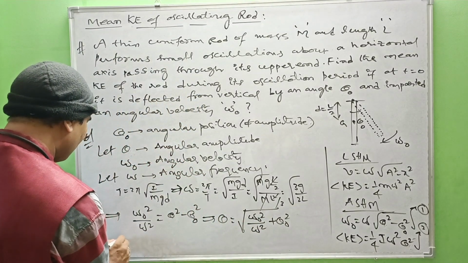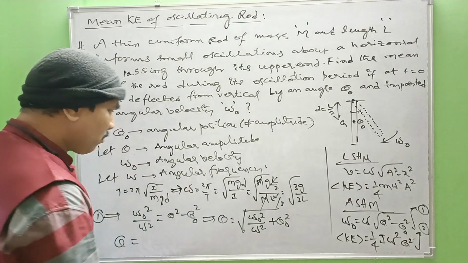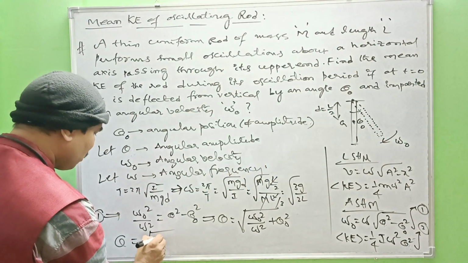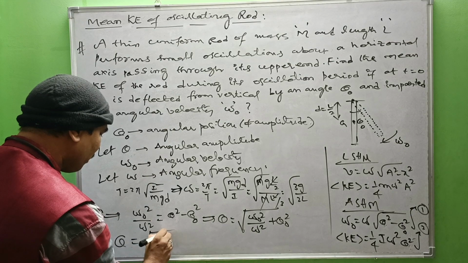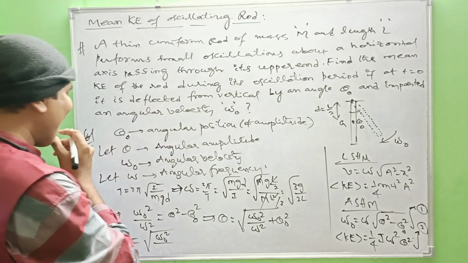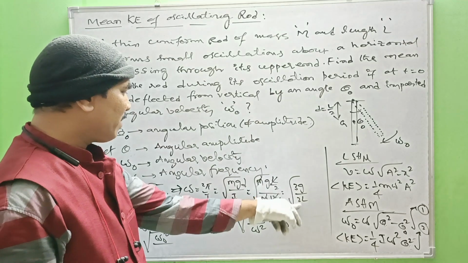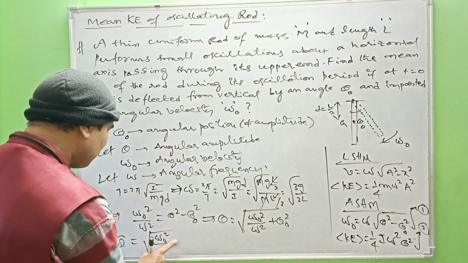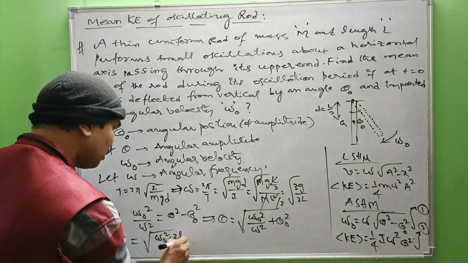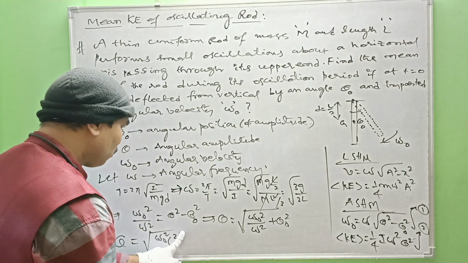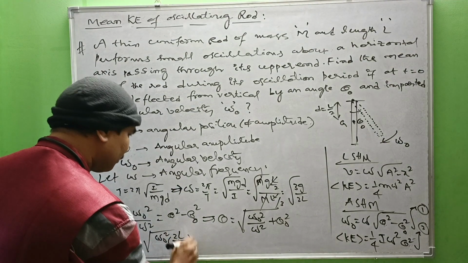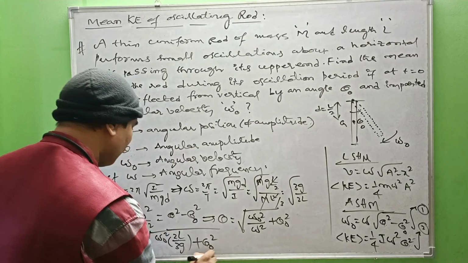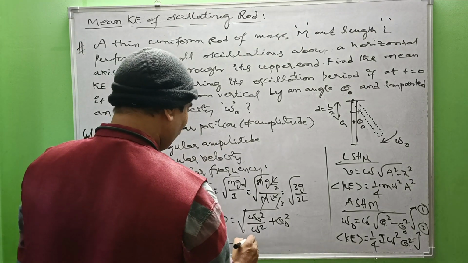That is, angular amplitude theta equals root over omega naught square, the given symbol, so no need to change, divided by omega square. What is omega here? Root of 3g by 2l. On squaring, 3g by 2l, but here 1 by omega square means 2l by 3g. So theta equals root over 2l omega naught square by 3g plus theta naught square. So this is the expression for angular amplitude, number 3.